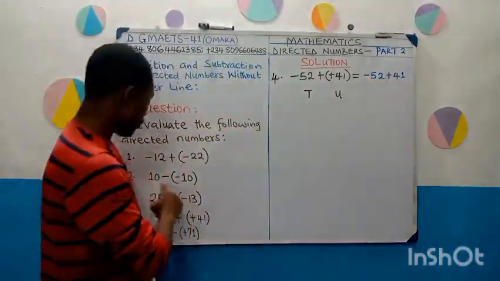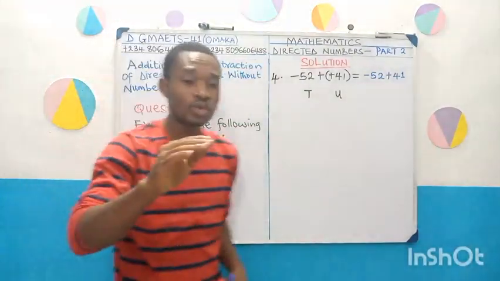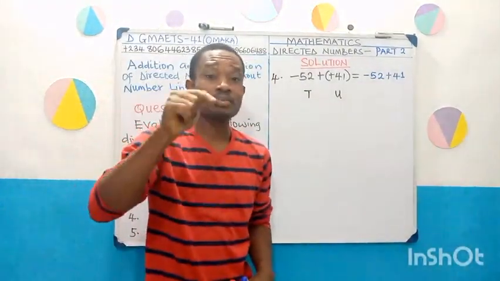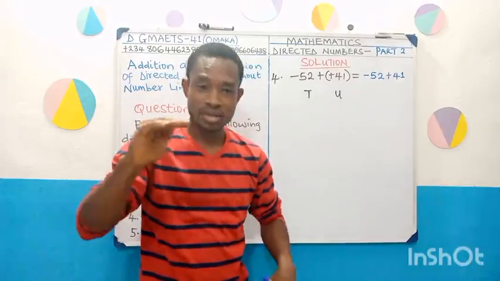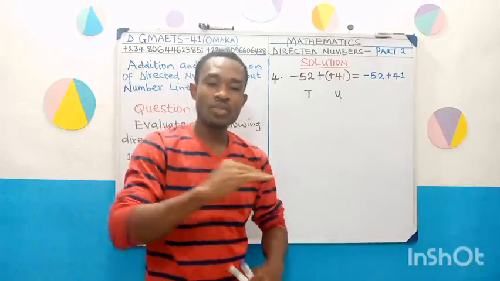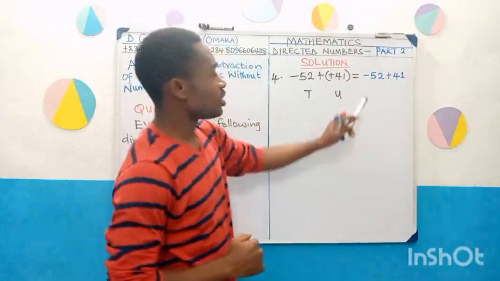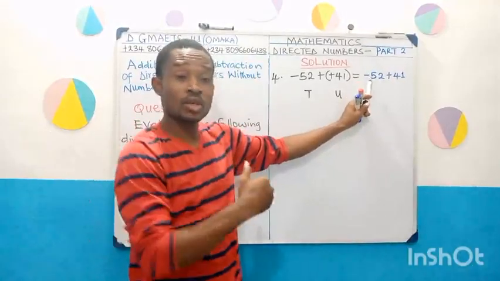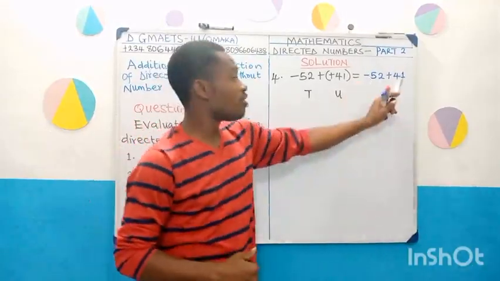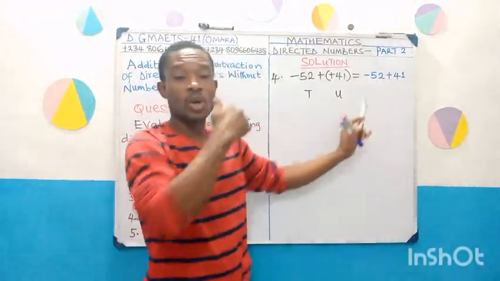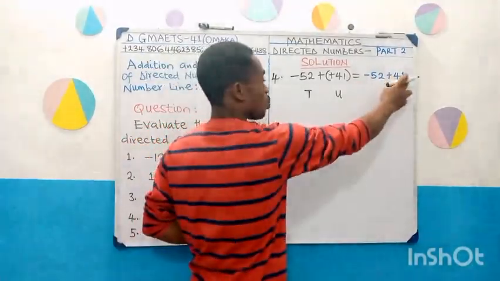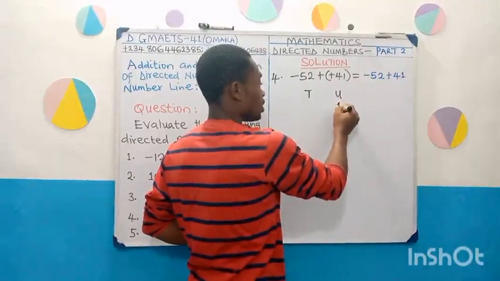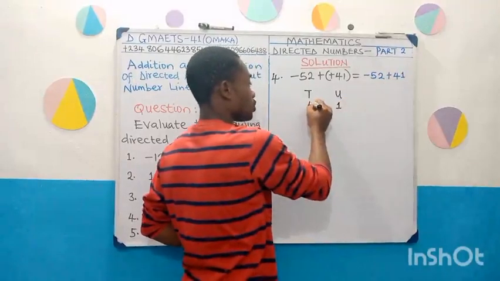Remember, when we solved question 3, I told you that the number that has plus will come first. The one that has minus will be written under. So if you look at this number, 52 has minus. That's the bigger number. So it's going to come under if you're arranging it here. 41 has plus. So 41 will come on top. Let's do that. 41, this one is under units. And then this 4 is under tens.